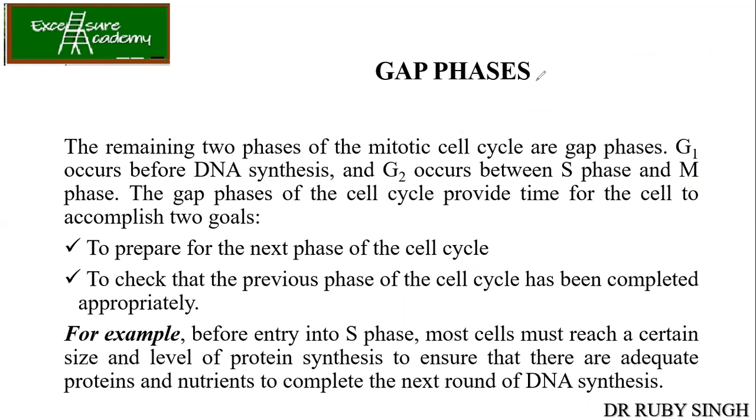Now, let us say that the cell is going to enter the S phase. So before S phase, we have G1. So here, what will be the work of G1? To ensure that all the proteins required for DNA replication are ready. That is, all the machinery, all the proteins, the nutrient availability, everything is ready. Then only the cell will enter into the S phase. Okay.